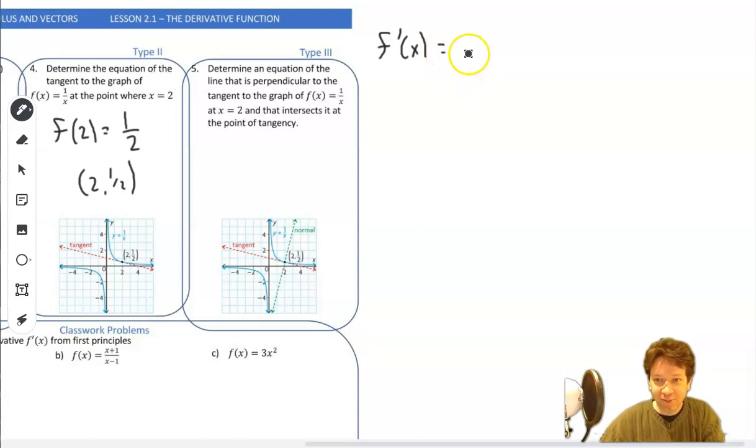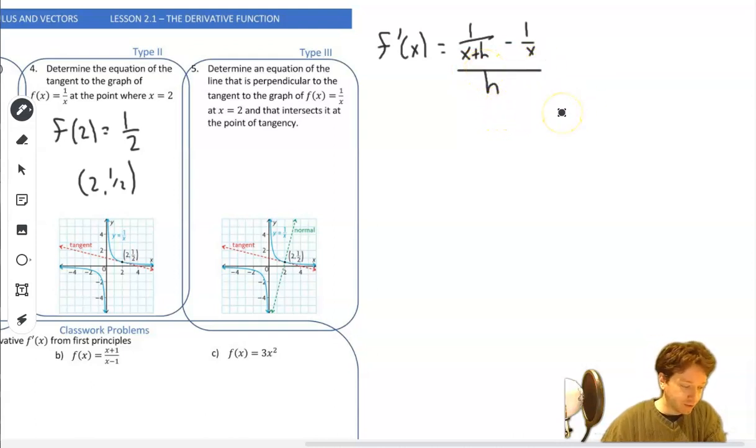Alright, well that's just going to be, first we're going to substitute x plus h. So we get 1 over x plus h. And then just minus that function at x, all over h. Alright, so in this case, I'm going to subtract fractions. So I want a common denominator. The common denominator I'm going to pick is just the multiple of these. So it's going to be x times x plus h.